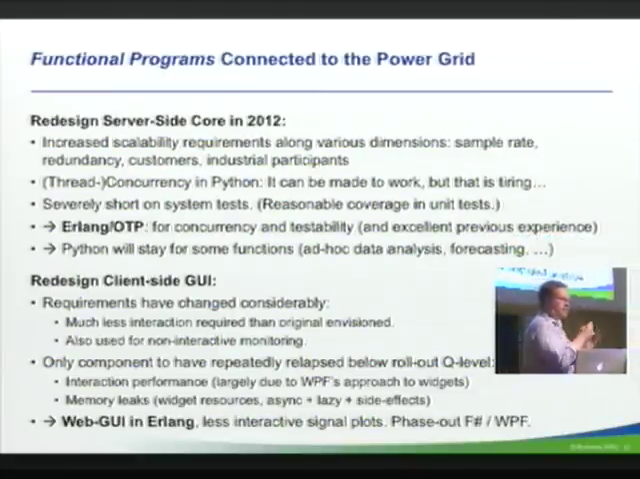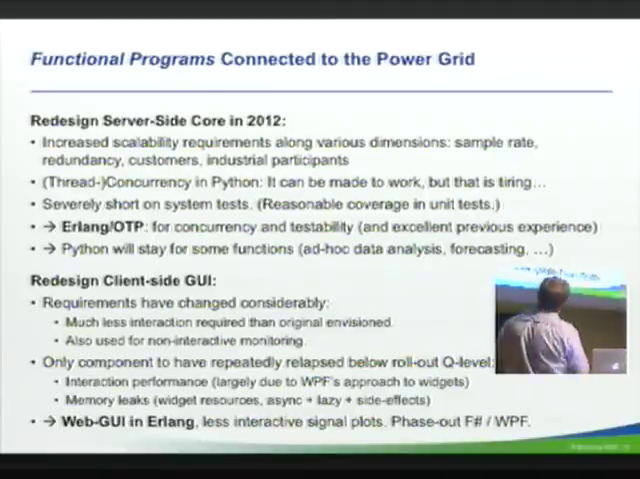For example, in the direction of participants, we expected it to scale by 2 orders of magnitude and it didn't. And on the other hand, in the direction of sample rate, like sampling it more frequently, it did scale by an order of magnitude and we didn't expect it. So this is why I take quite a flexible approach to that. And also the thread concurrency in Python, it can be made to work, but for a real-time system, it's thin ice.